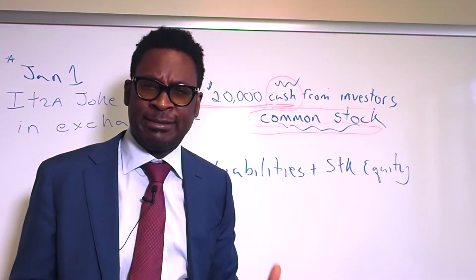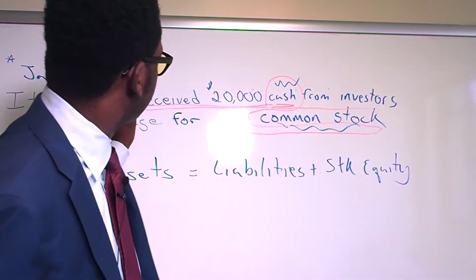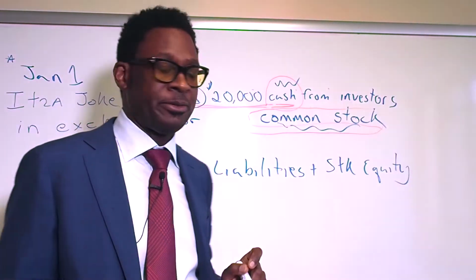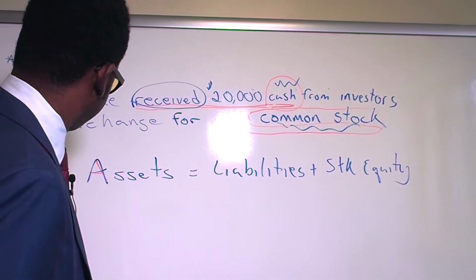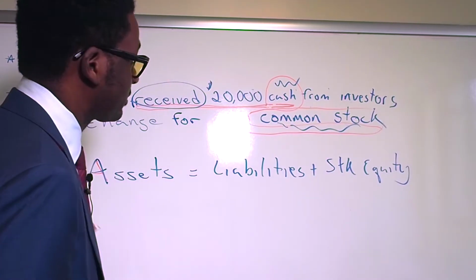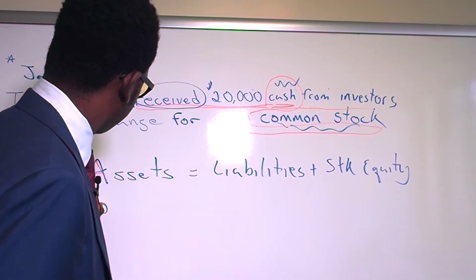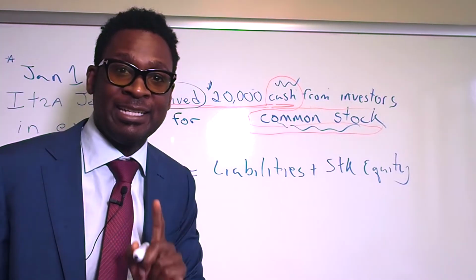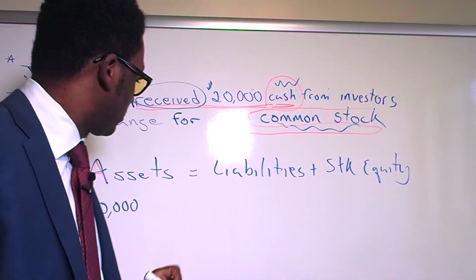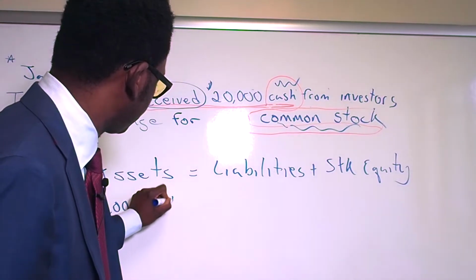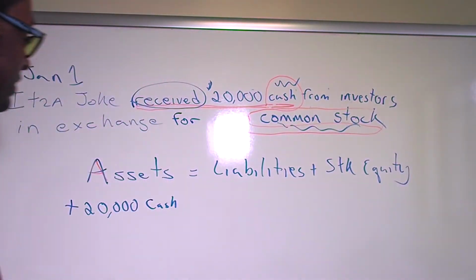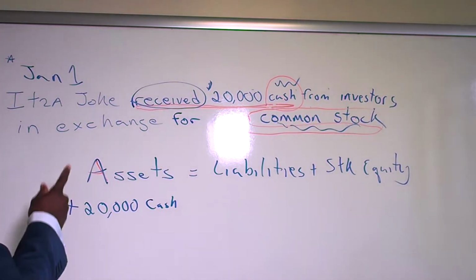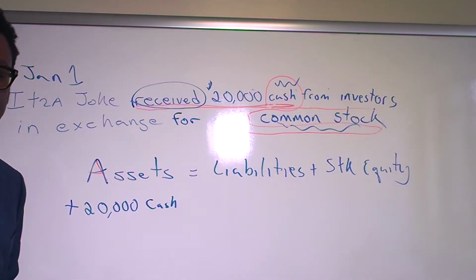How has our assets been affected? Well, we received cash, gang. So obviously our assets went up, okay? So our assets went up. I'm gonna put a plus $20,000. And what account particularly in the asset account caused the assets to go up? Our cash account. So clearly, looking at this particular accounting equation, we are not finished because we know that our assets equals liabilities plus stockholders' equity.